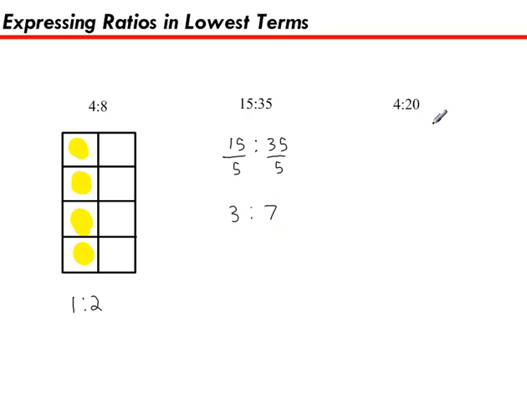Do you feel up for a challenge? How about you try this ratio? 4 out of 20. Try and solve or put 4 out of 20 in lowest terms the same way I showed you with this example here.